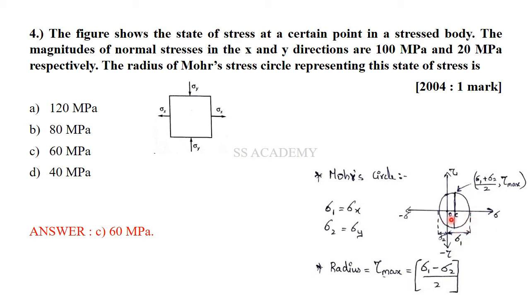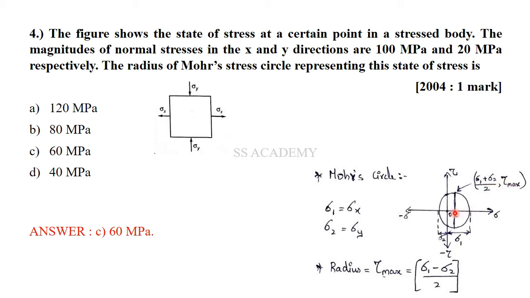Okay, here you can see this center is calculated as sigma 1 plus sigma 2 by 2, and the other point, which represents the radius, is tau max. The coordinates refer to the extremities of the diameter, or you can say the x and y coordinates of a point on the circle. So it corresponds to the center point and the radius. So if it is asked as the center, it is sigma 1 plus sigma 2 by 2.